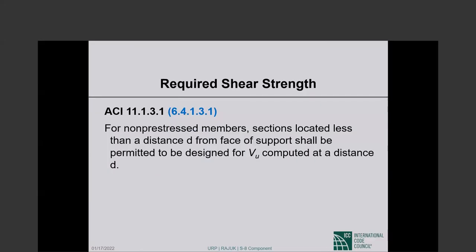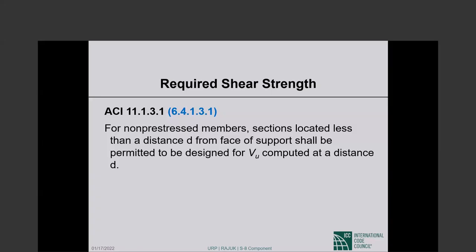For non-prestressed members, sections located less than a distance d from face of support shall be permitted to be designed for V sub u computed at a distance d. This is very important. We call it the critical section for shear design. So you do not typically have to design a beam for the shear at the support face. We typically design a beam for shear, or diagonal tension, as I have pointed out, for shear at a distance d from the support face.